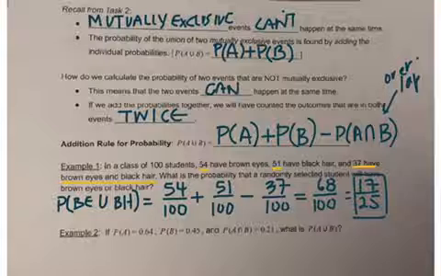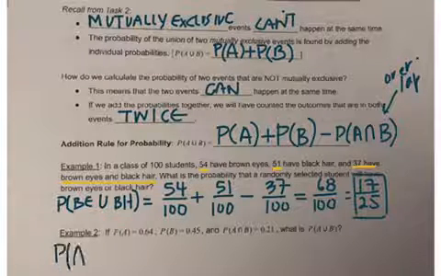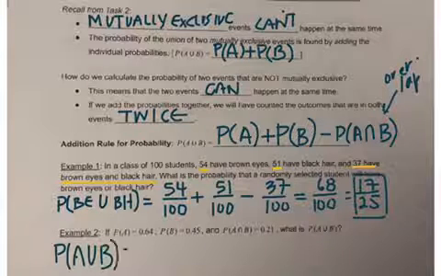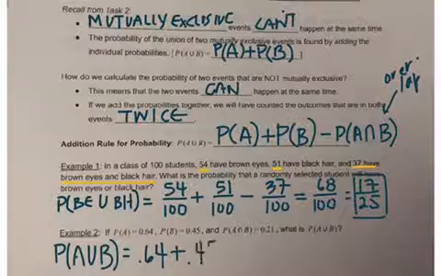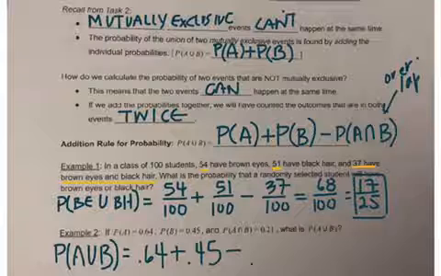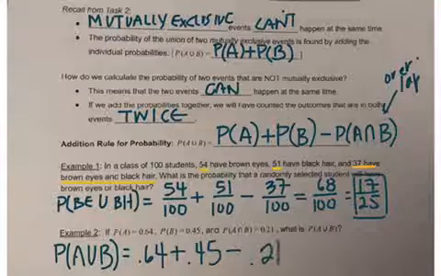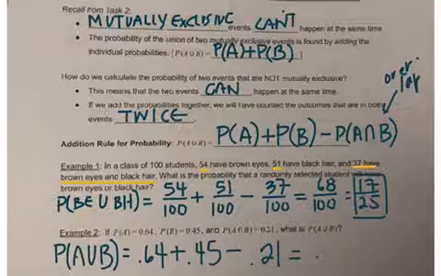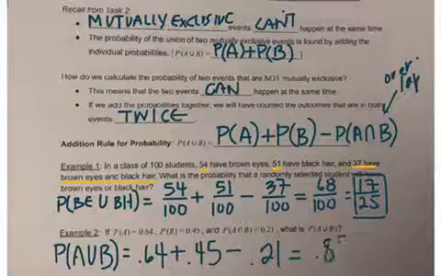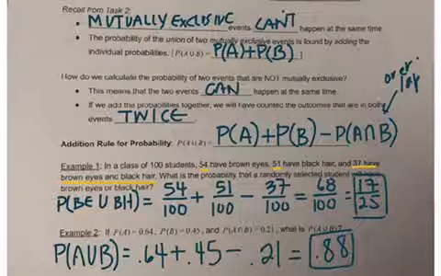Now a notation question: if the probability of A is 0.64 and the probability of B is 0.45 and the probability of A intersect B, or A and B, is 0.21, what is the probability of A or B? Or A union B? We're going to take 0.64 for the probability of A plus 0.45 for the probability of B, minus that overlap, minus that intersection. And if we use our calculator, 0.64 plus 0.45 minus 0.21, you would get 0.88.